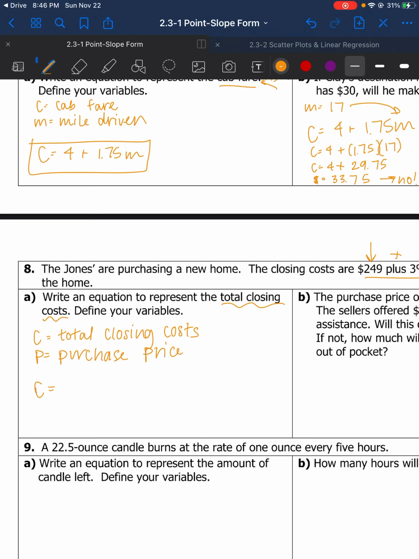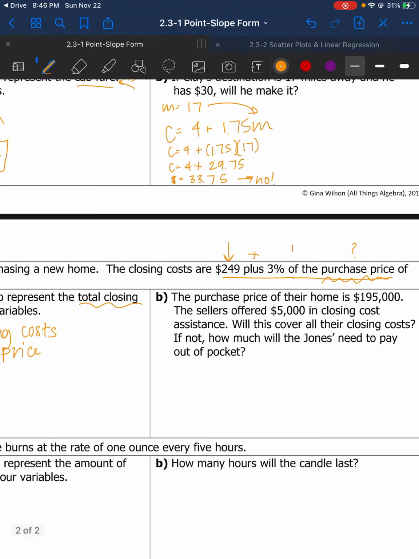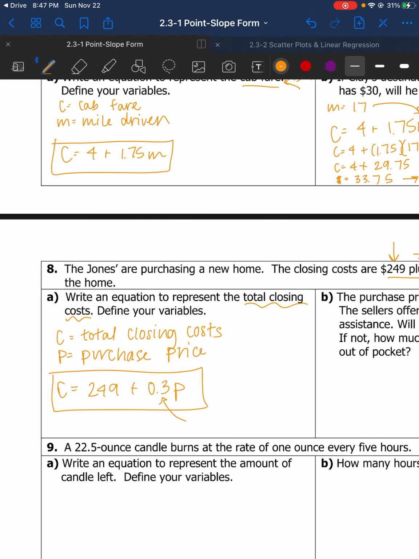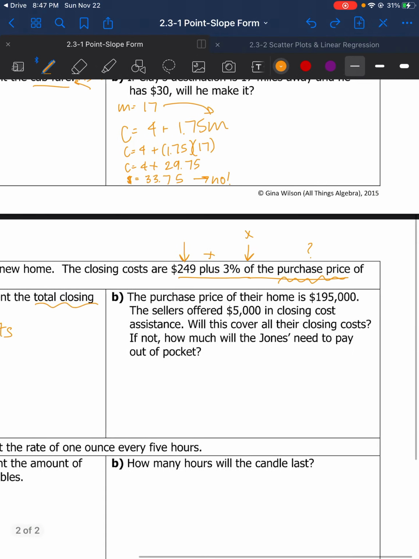And we can put it together. So closing costs are equal to $249 plus 3% of, and if we remember, of means multiplication. So if we are representing 3% when we're multiplying, we have to divide by 100. So that's 0.03 of our purchase price. Whatever our purchase price is, we take 3% of that, and then we add it to $249. That's what our closing costs are.